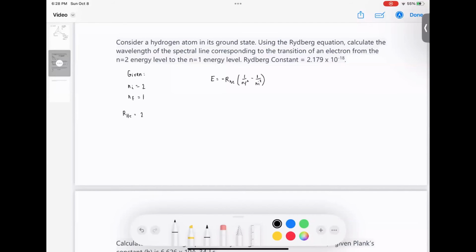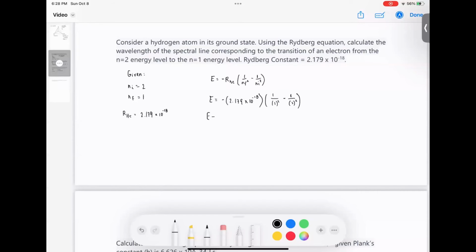That's going to be our 2.179 times 10 to the power negative 18. You don't need to worry about units there. And we should have everything to go ahead and calculate this out. So E is equal to negative 2.179 times 10 to the power negative 18 times 1 over, n_f was 1, so 1 squared minus 1 over n_i squared, which is 2 squared. Cool, so let's simplify that.